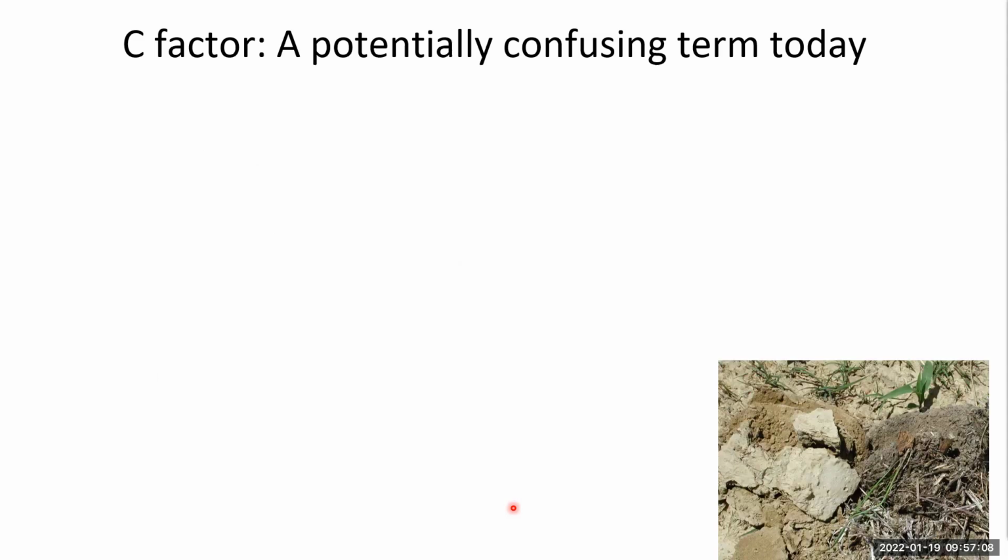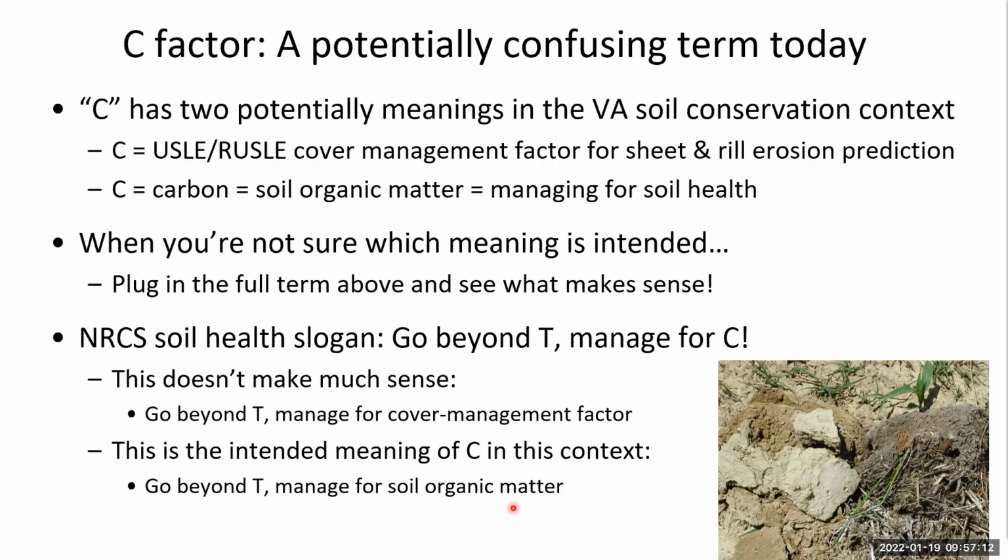It can also be a potentially confusing term today because we use C in two different ways in the Virginia soil conservation context, right? I've been using it just now to refer to the USLE or RUSLE cover management factor for sheet and rill erosion prediction, but C, of course, can also mean carbon, soil organic matter, managing for soil health. We talk about soil C. If you're not sure which meaning is intended, just plug in the full term and see what makes sense.